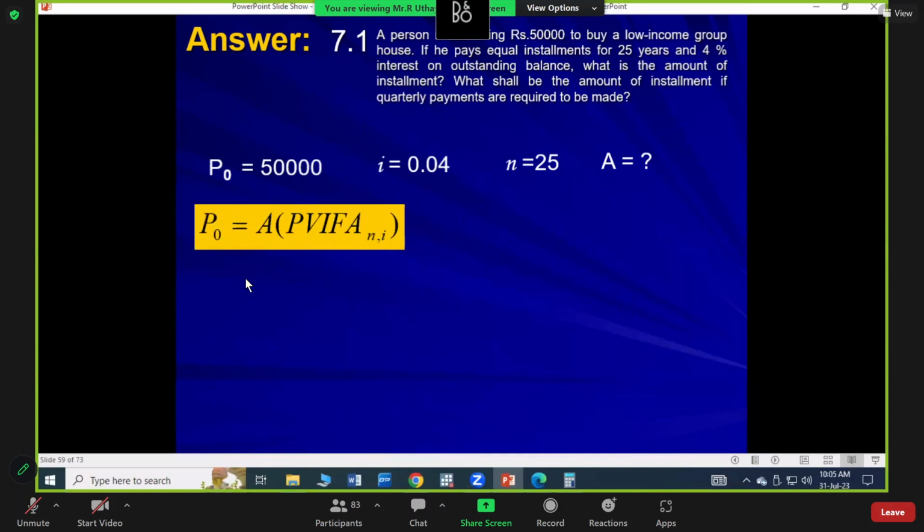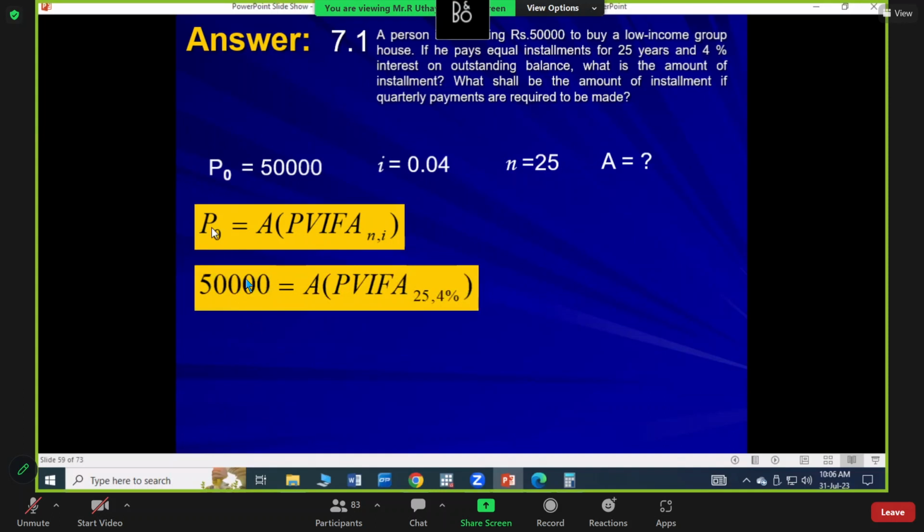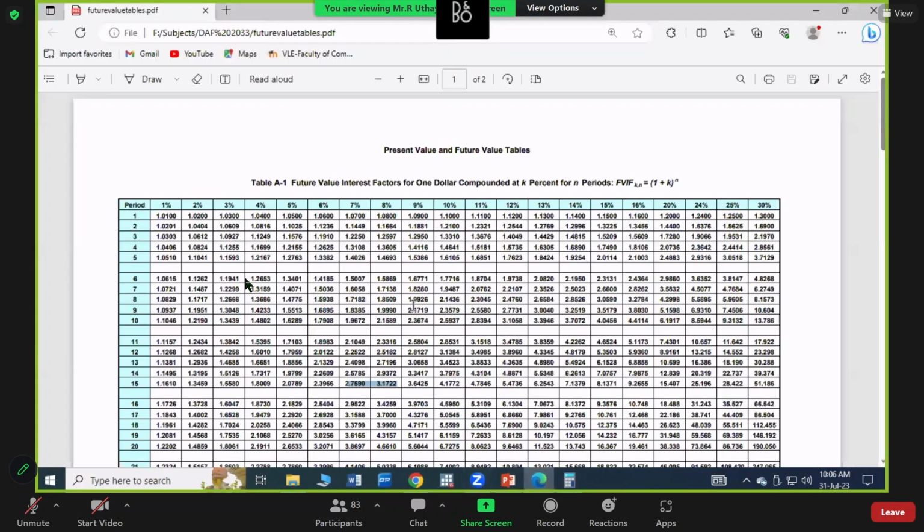Present value is today. This annuity is coming in the future, discounted by the factor. Present value interest factor for annuity. So you can substitute the 50,000 for P. For N, you don't know. For present value interest factor for annuity, you want to have the reference to the period.